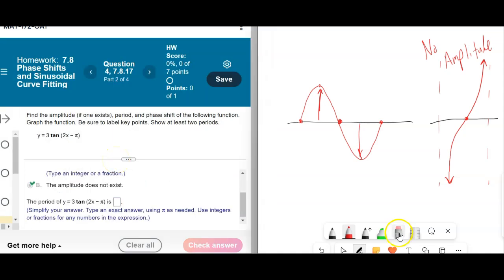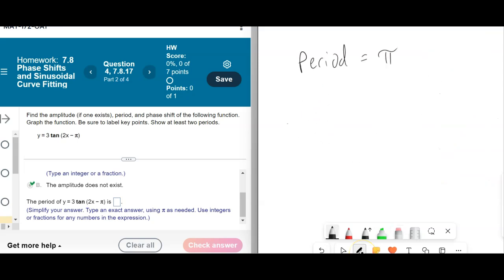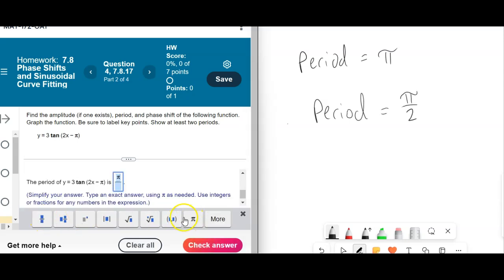All right, period. Typically, the period of the tangent and cotangent functions is pi, and then whatever number is in front of x, we divide that period of pi by that. So our period here is going to be pi divided by 2. The fraction, pi in the numerator, 2 in the denominator.